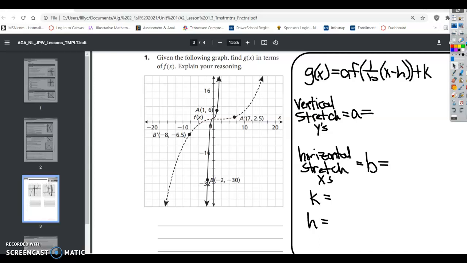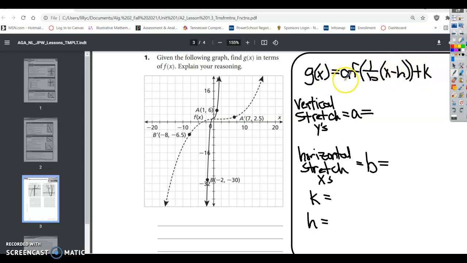What I'm going to do is kind of get you started. I'm going to give you the formulas and hopefully show you how to get the stuff that you need for the formula, and then you should be able to work through the steps on your own. So getting started, the first thing we need to talk about is what we need. In order to write our formula, g of x equals a times f of (1 over b times (x minus h)) plus k.